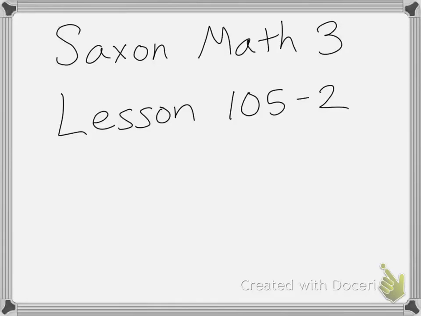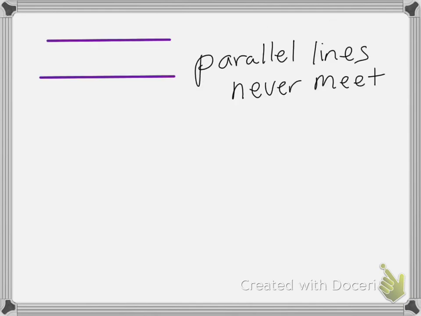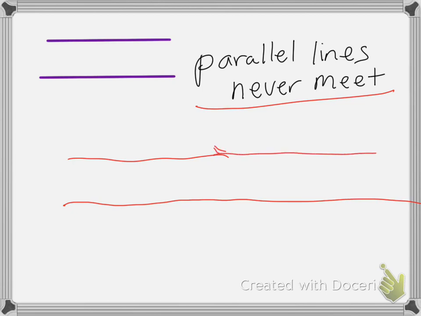Today's lesson is lesson 105-2, which is on identifying perpendicular lines and line segments. So remember, you would have learned about parallel lines. Parallel lines are lines that never meet, okay? So I can draw them and they will never cross each other no matter how far I draw this line. They will never ever cross each other.